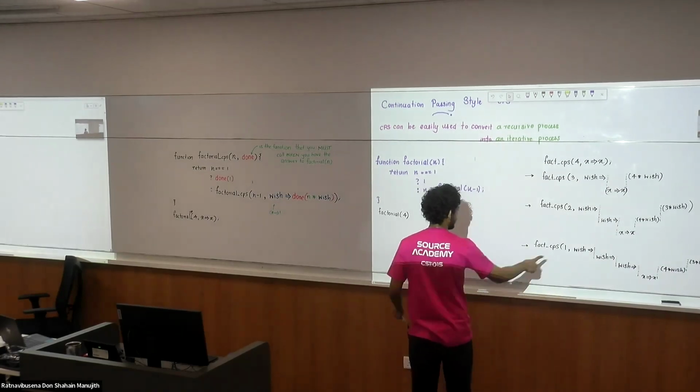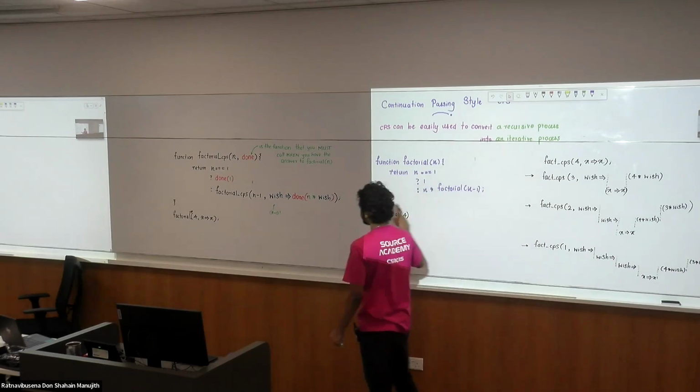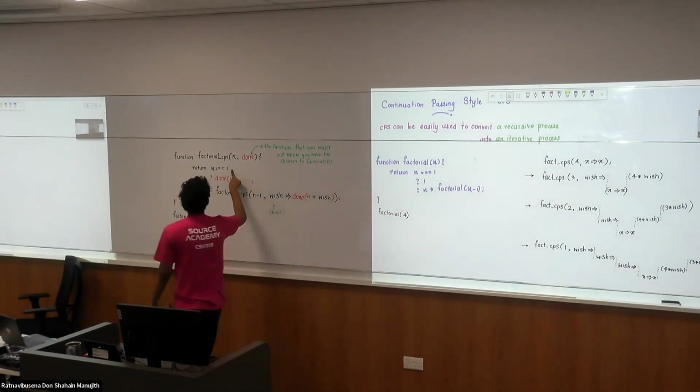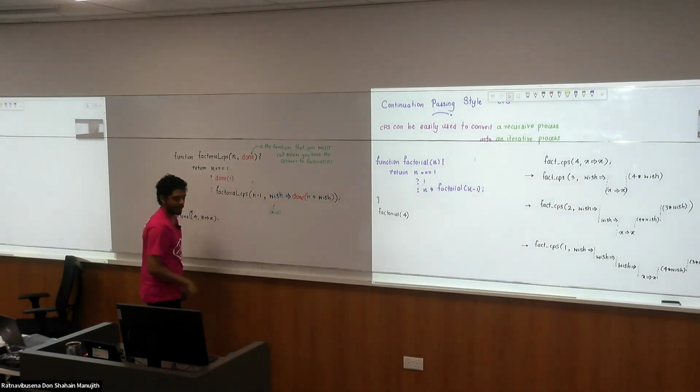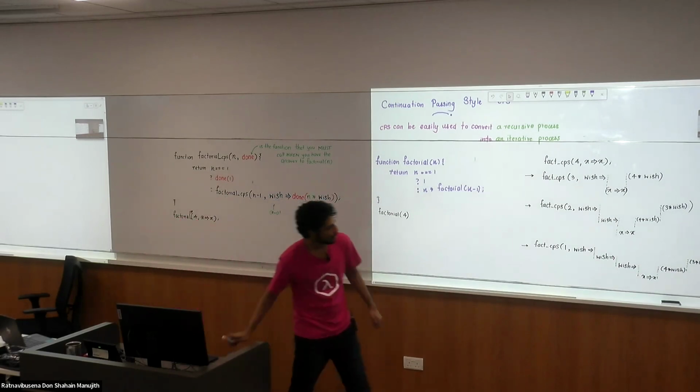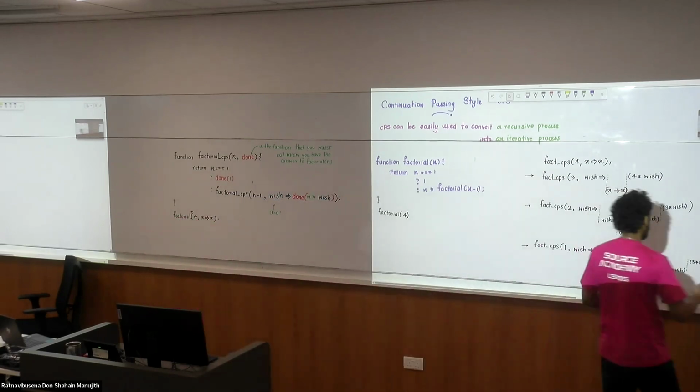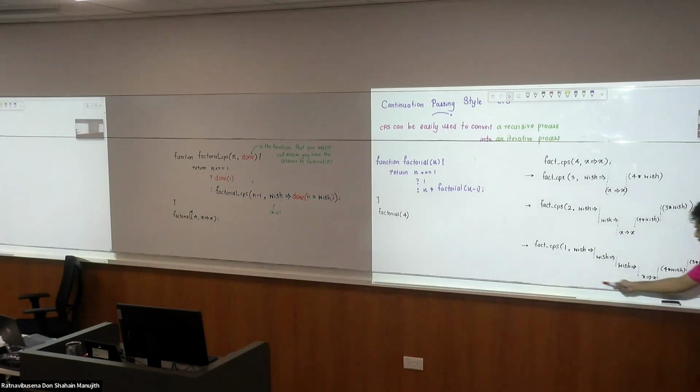Yes. So then we have fact CPS 1. So 1 comes here, then you call done with 1. And now what happens? You call this function with 1, so 1 comes here, then 1 goes here, then 2 times wish, then 2 times 1 comes here. So 3 times 2 times 1. Then that comes here, so 4 times 3 times 2 times 1. So that comes here, that comes here. So 4 times 3 times 2 times 1.